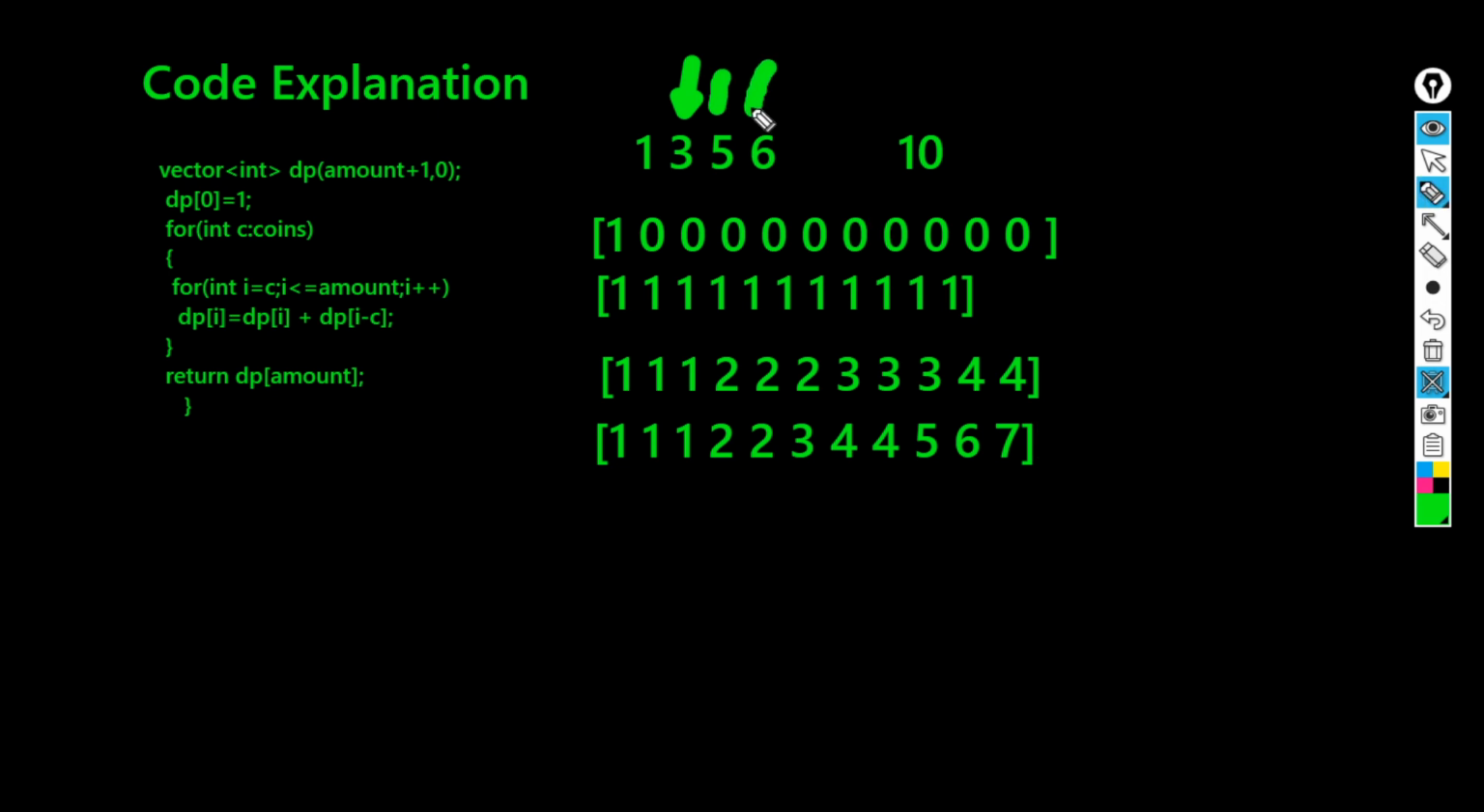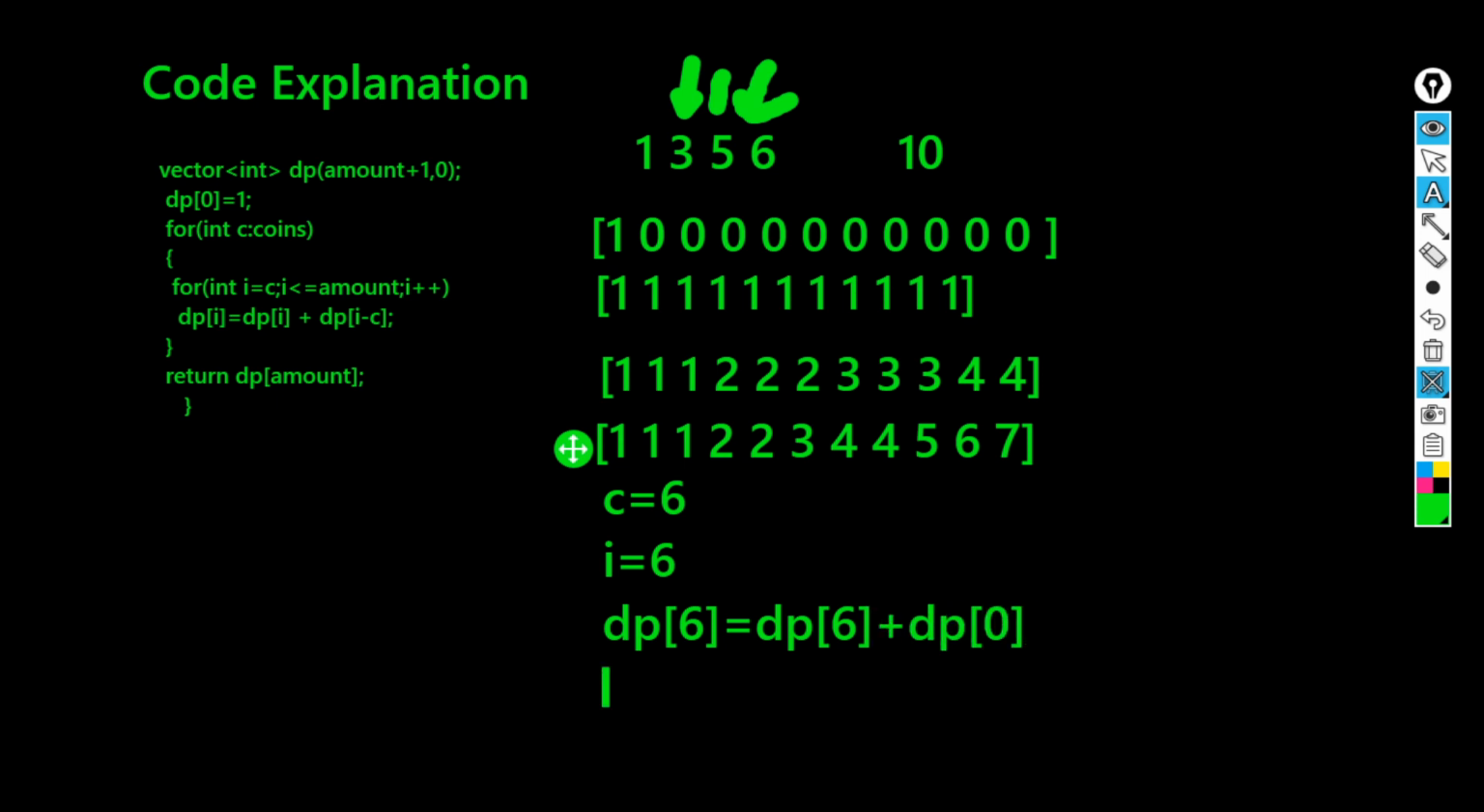Now we will compute with 6. With the help of 6, how many combinations can we make? So again we will initialize c with 6, i equals to 6, dp's sixth index equals dp's sixth index plus dp's zeroth index. Now we will create the array again, 1 1 1 2 2 3. Now 3 plus 1, sorry, 4 plus 1 is 5, 5 plus 1.